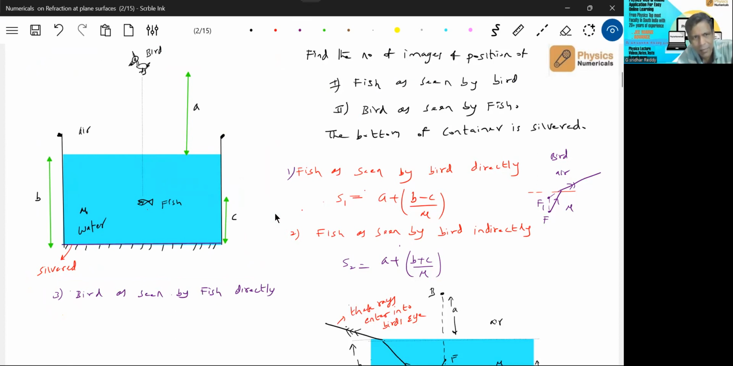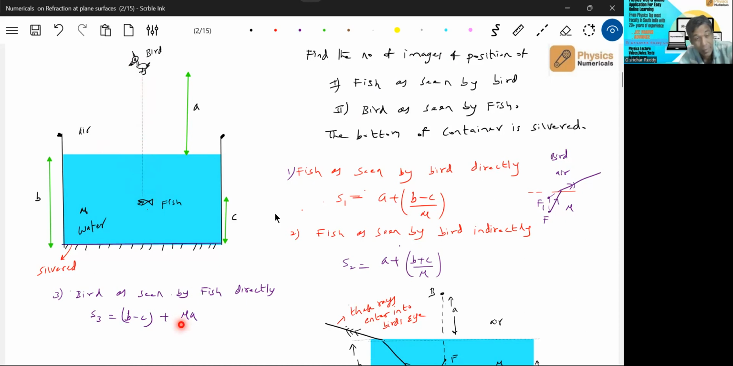Directly means the rays emitted by the bird will undergo refraction. After refraction, they will enter into the eye. So it will appear further. We know it. So this will be equal to B minus C is the distance plus mu. Fish is at what distance from the boundary? B minus C. What is the real height? A. Apparent height mu A.